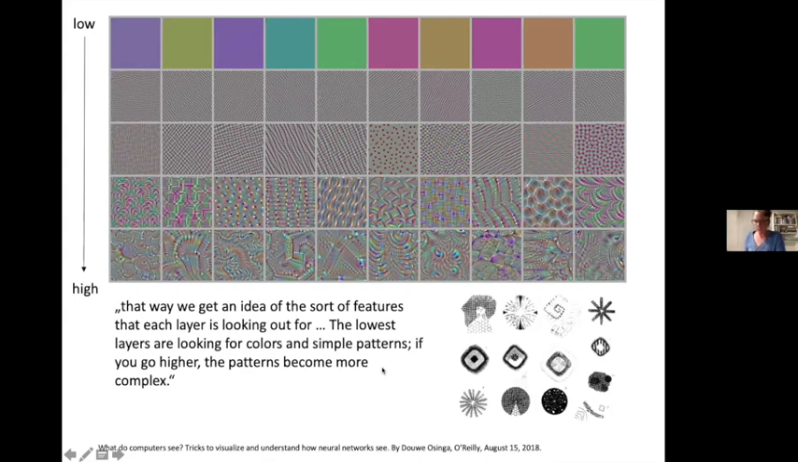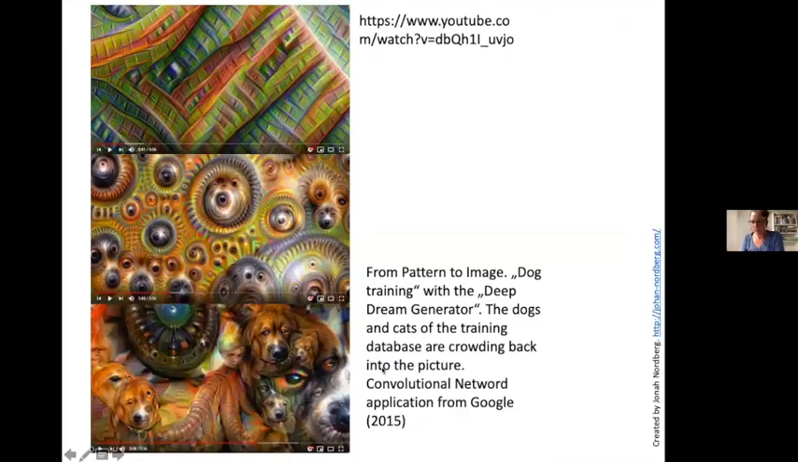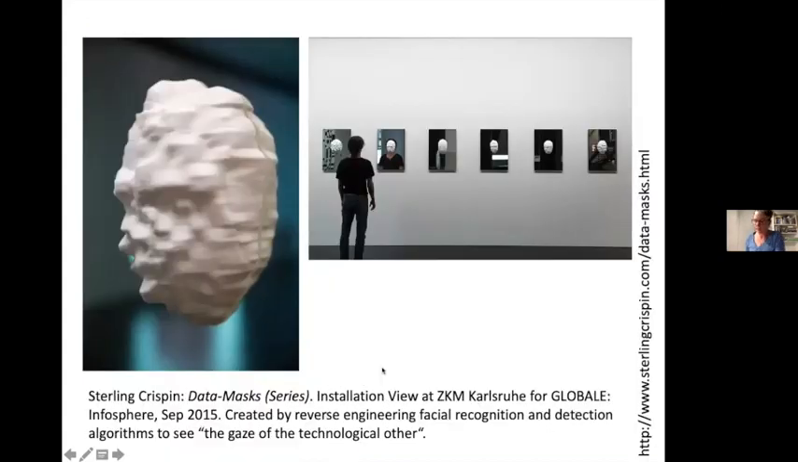And of course, we could go into these deep dream algorithms, which are based on similar ideas, to make visible what actually the training images have been for machine vision.